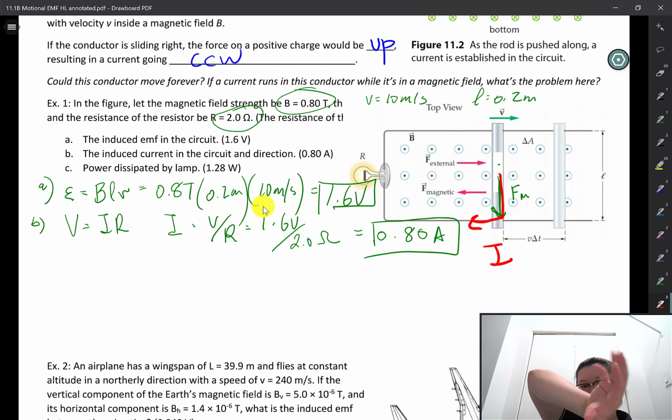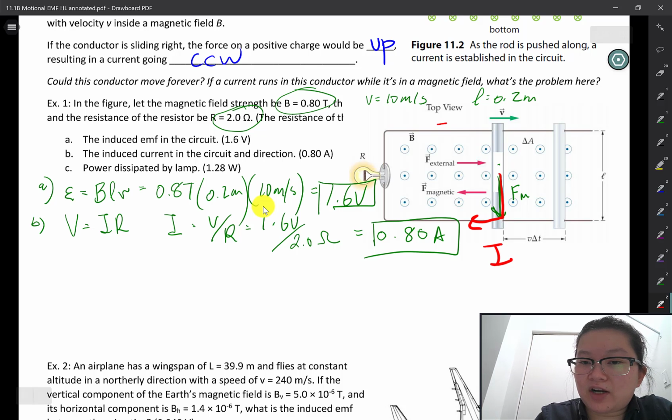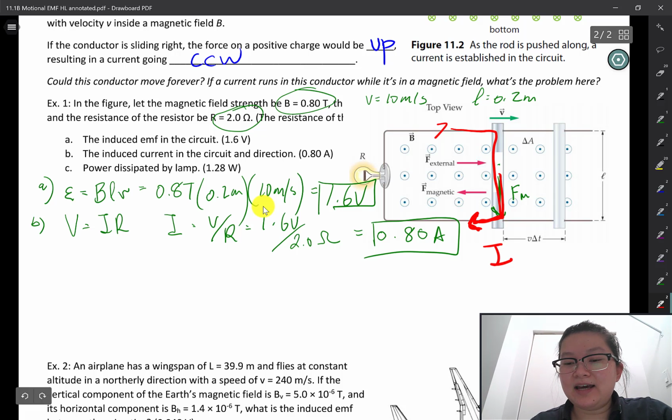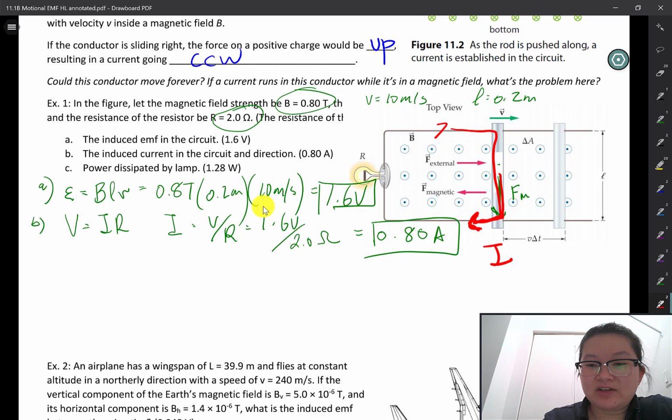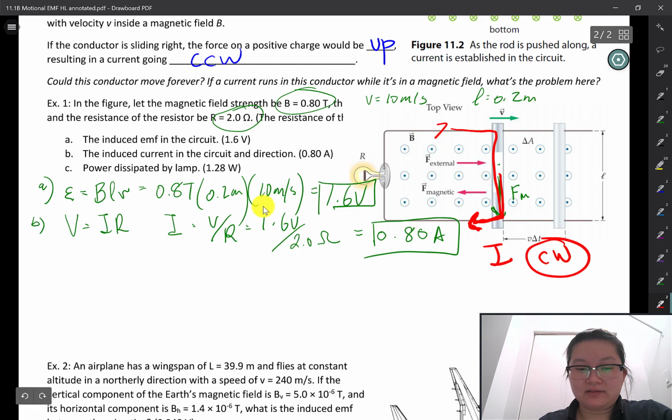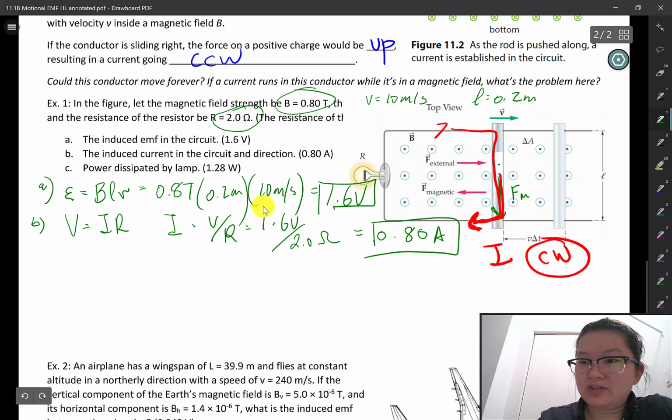So into the page, notice your fingers with your thumb going into the page. Notice your fingers are curling in the clockwise direction. And going clockwise, it's exactly what we figured out previously with the other right-hand rule, which we used to predict the motion using the magnetic force acting on charges. So here for B, the direction of the current around this loop of wire is going to be clockwise. Okay, so there you go. That was B. Let's do C.